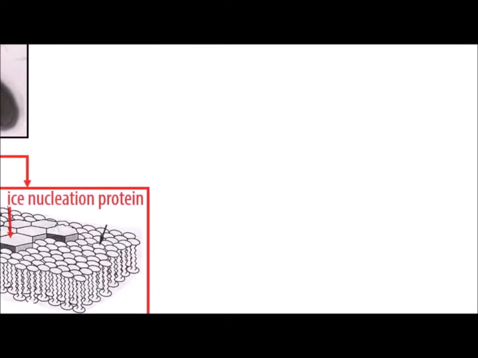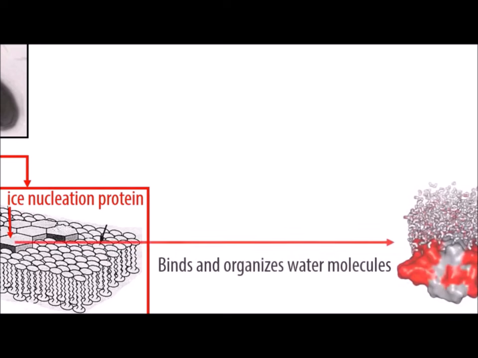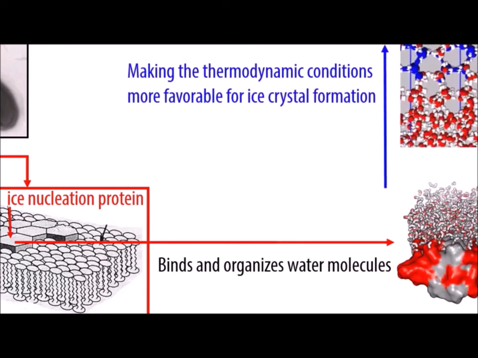How do bacteria such as Pseudomonas syringae catalyze ice formation? Like all bacteria, Pseudomonas syringae has proteins in the outer membrane of its cell. One of these proteins has a special affinity for water. This ice nucleation protein binds water molecules, orients and organizes them near the surface of the bacterial cell. This makes the thermodynamic conditions more favorable for ice formation depending on the ambient temperature.